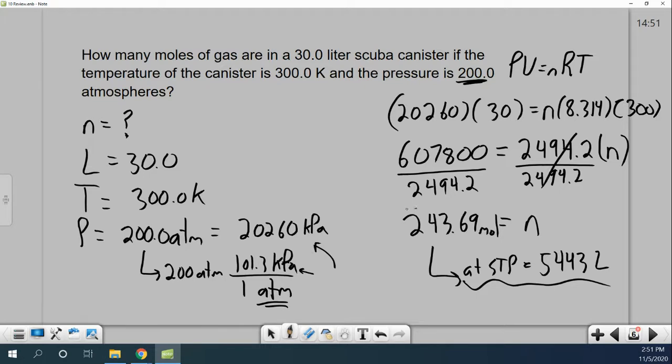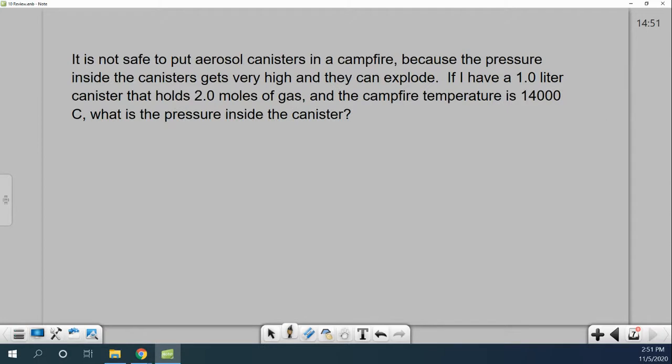So you could stop here. This is all the question was asking for. But I was just curious, how many liters is that? How much actual gas is cranked into that? In that 30-liter scuba canister, I've got 5,443 liters of gas if I was at standard temperature and pressure. It would be unpressurized and cooled down to the right size, the normal size, what we'd be used to. And that gives you a lot of air to breathe.